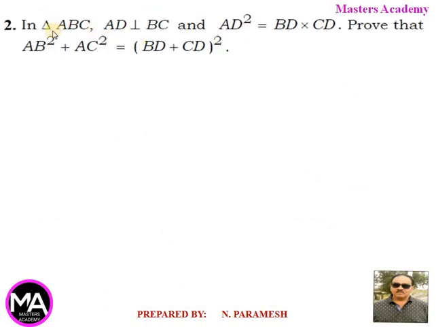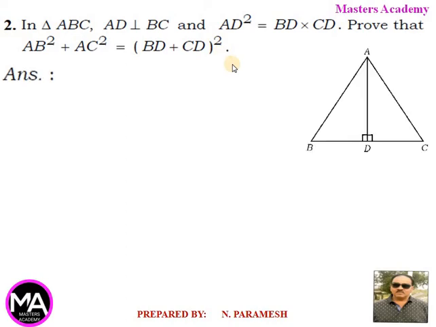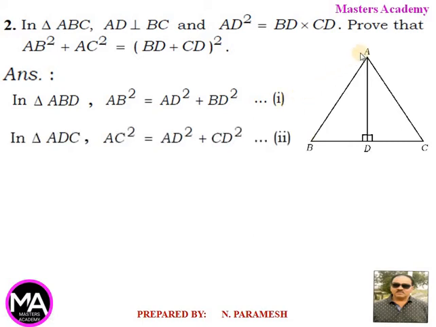Second question: in triangle ABC, AD is perpendicular to BC and AD square is equal to BD into CD. Prove that AB square plus AC square is equal to BD plus CD the whole square. Answer: in triangle ABD, by using Pythagoras theorem, AB square is equal to AD square plus BD square. Call this equation 1. In triangle ADC, using Pythagoras theorem, AC square is equal to AD square plus CD square. Call this equation 2.